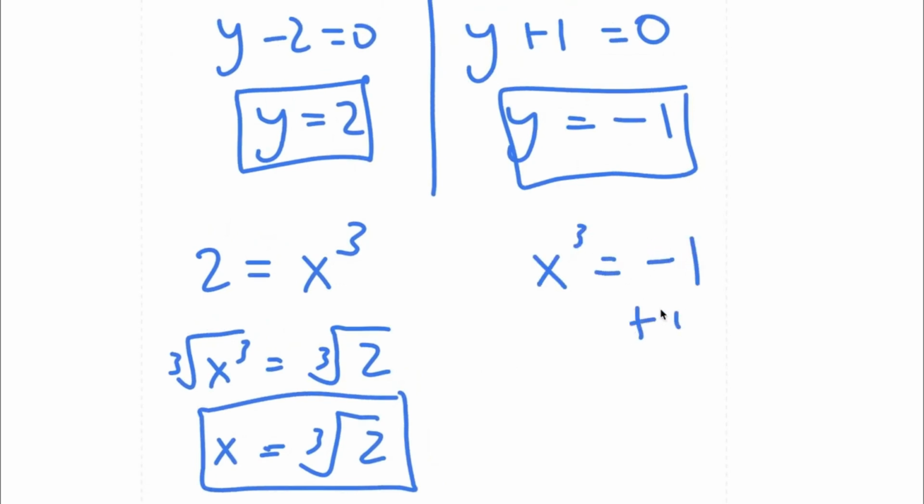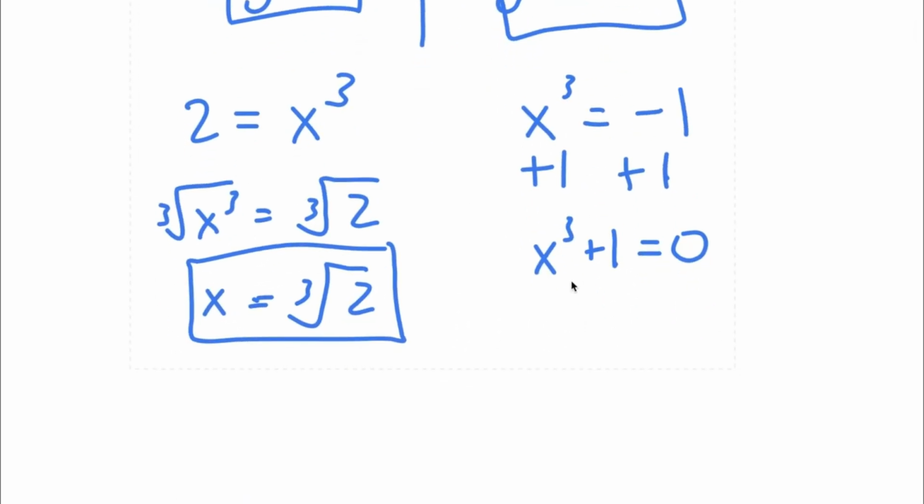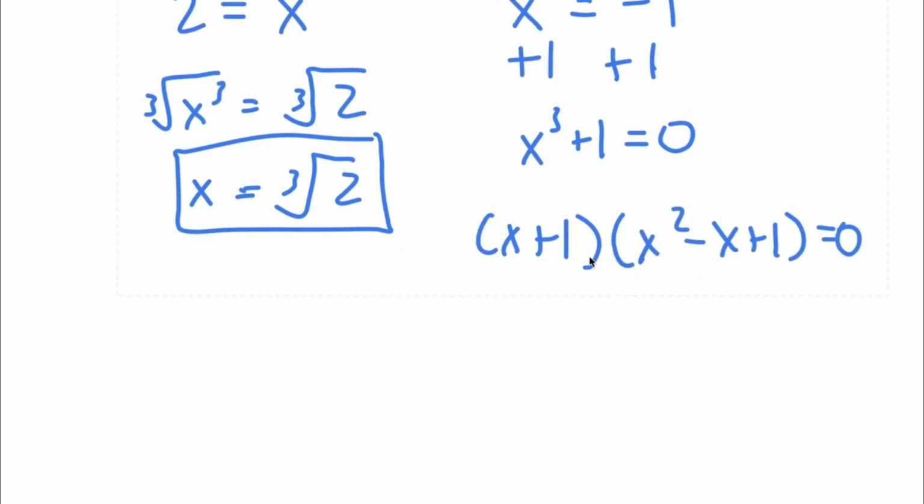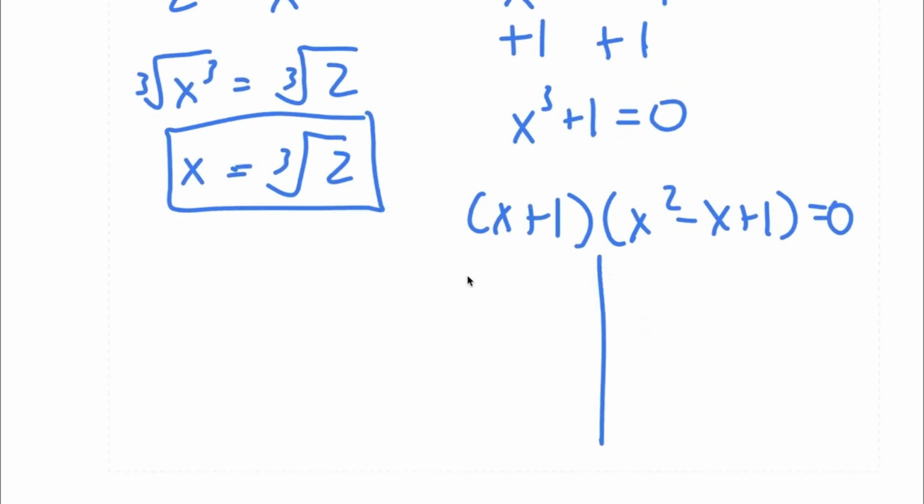So now to solve this, I'm going to add 1 on both sides. So I get x to the power of 3 plus 1 is equal to 0. Now, x to the power of 3 plus 1, I can rewrite that as x plus 1 times x squared minus x plus 1 is equal to 0. So this gives me two equations. I have x plus 1 equals 0, which simply means x is equal to -1, which is one solution. And I have x squared minus x plus 1 equals 0.